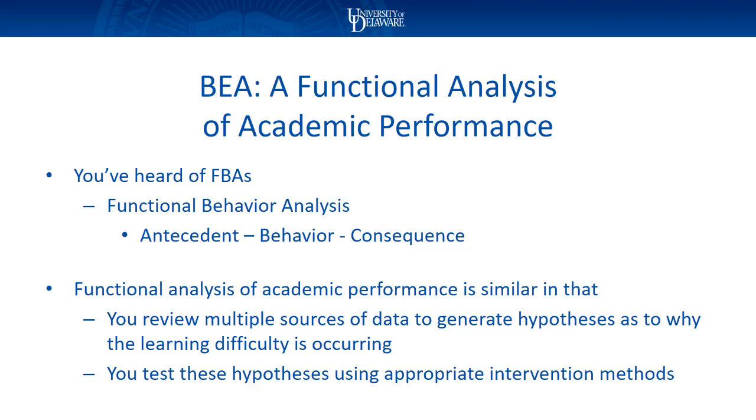Some of the similarities between functional analysis of academic performance and FBAs is that you review multiple sources of data to generate hypotheses as to why the learning difficulty is occurring. Then you manipulate antecedents like providing think aloud modeling and consequences like providing reinforcers or performance feedback to systematically investigate the effects on the academic behavior. This allows you to test hypotheses with appropriate intervention methods.